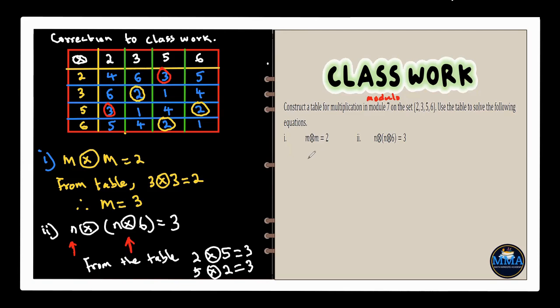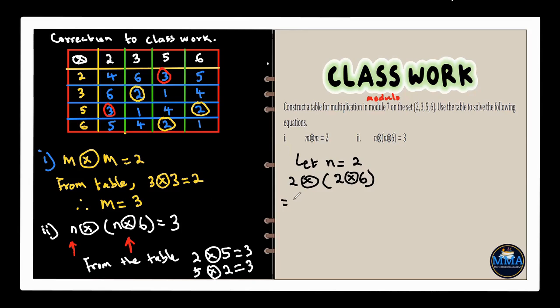Now, what does it mean? We will try, let n equals 2, for example. Let n equals 2. We are going to test it. So we want to test 2 times 2 times 6. Will it result to 3? If it results to 3, that means n equals 2 will be correct.